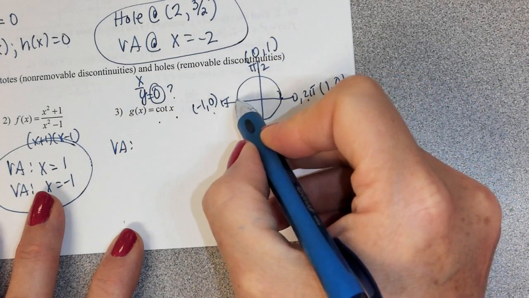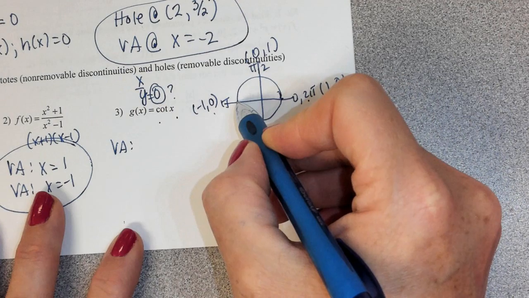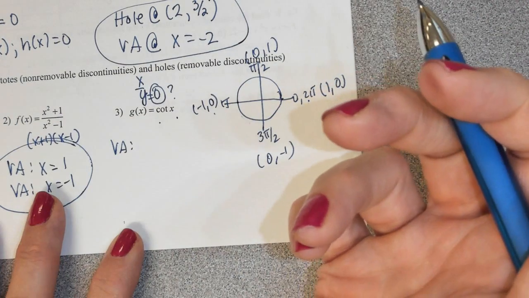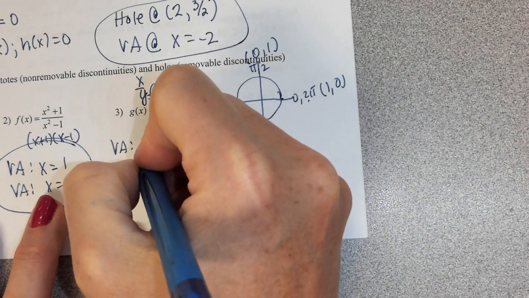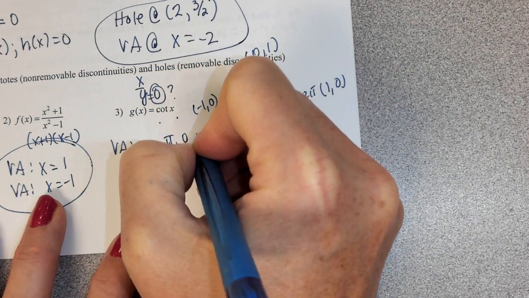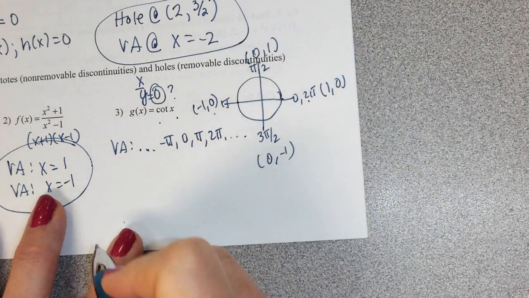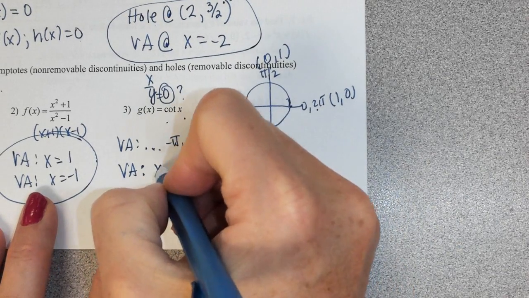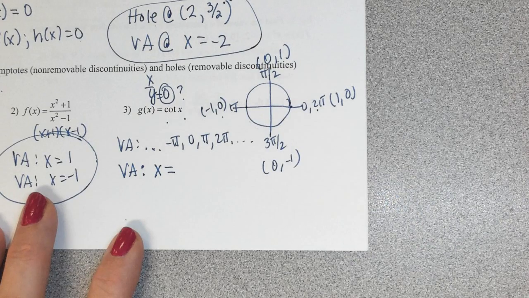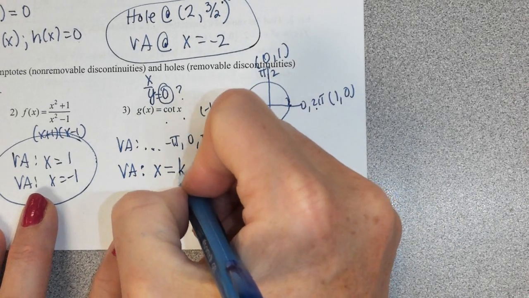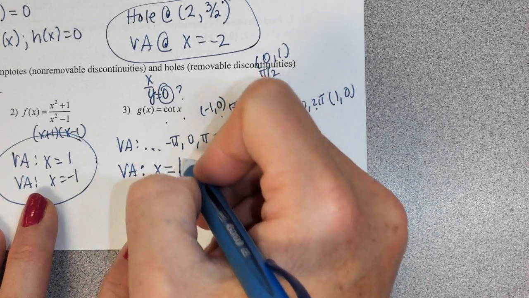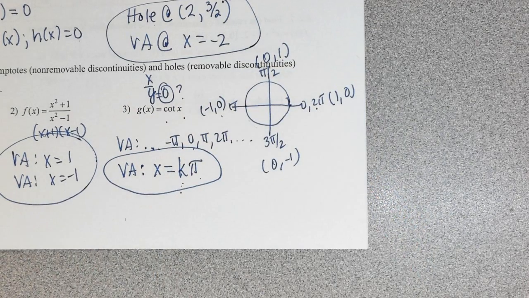What about even if I go in this direction? What do I call that angle? What is it, Natalie? Negative pi? Yeah. So I would have vertical asymptotes at negative pi, 0, pi, 2 pi. How could I write that a little bit better instead of making people figure out what they are? X equals what? There you go, k pi. K can be any integer, so 0 times pi, 1 times pi, negative 1 times pi. All of those would be where the vertical asymptotes occur.